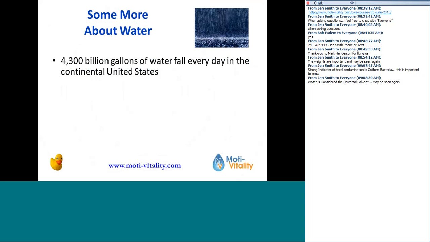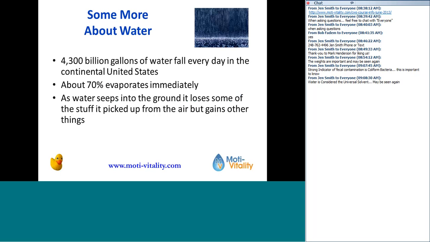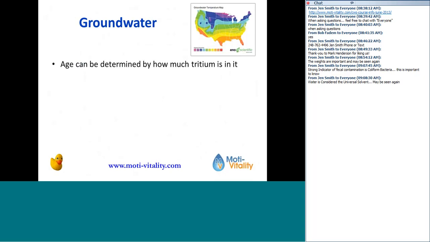About 4,300 billion gallons of water fall every day in the continental U.S. About 70% evaporates immediately. And as water seeps into the ground, it loses some of the stuff it picked up from the air, but it gains other things. The age of groundwater can be determined by how much tritium is in it. You're not necessarily going to see that on an exam anywhere again, but you can determine how old the water is by tritium.